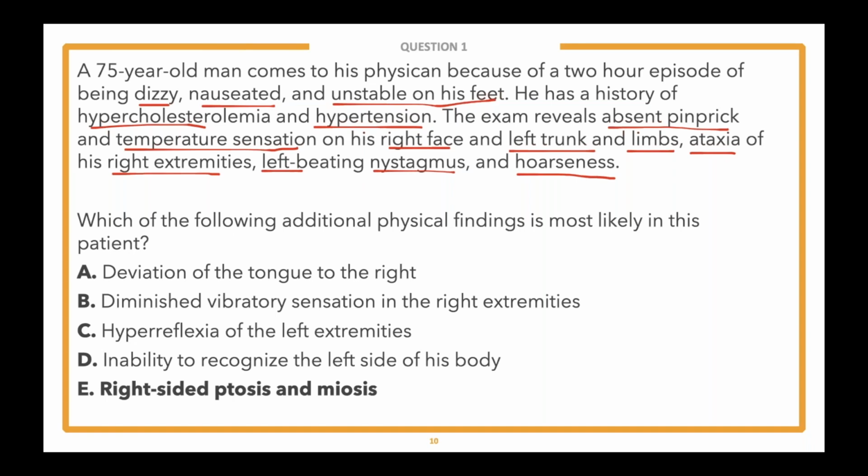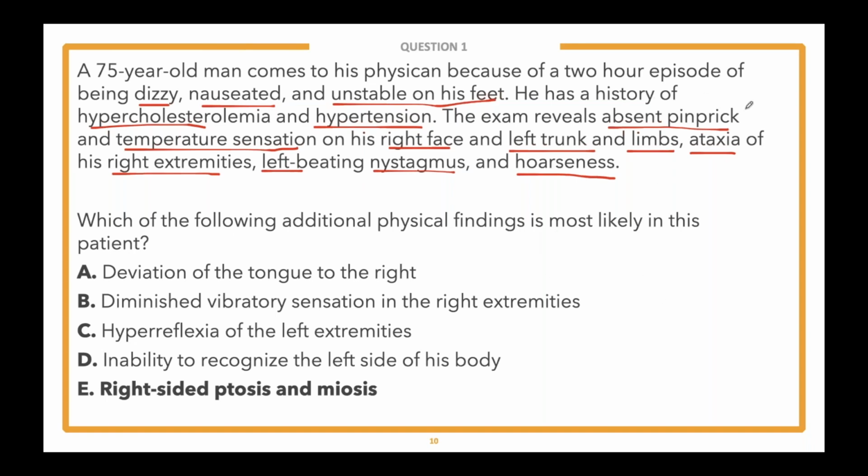So a couple of take-home points here. Anytime you see hoarseness or dysphagia, start thinking about PICA and lateral medullary syndrome. And whenever you think about that, also think that when the lateral spinothalamic tract is involved, the sympathetic fibers are also affected, and that will lead to ipsilateral Horner syndrome, which is what we're seeing here.